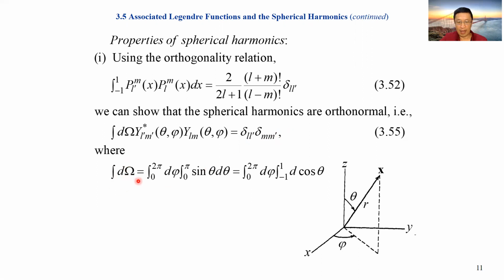The omega means 0 to 2 pi for phi, and 0 to pi for theta, sine theta d theta. So the cosine theta goes from -1 to 1, and phi goes from 0 to 2 pi.